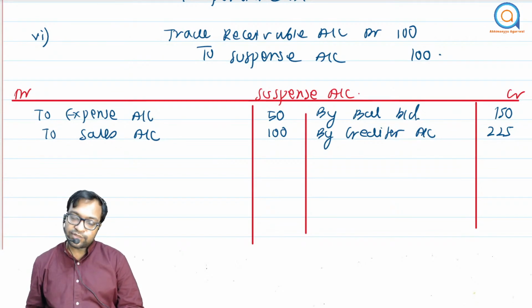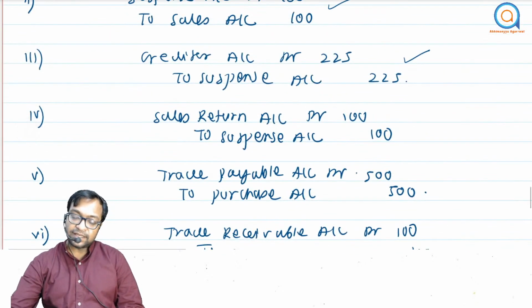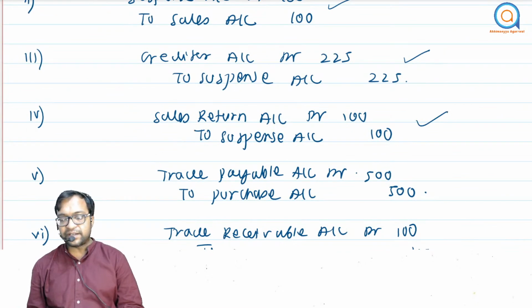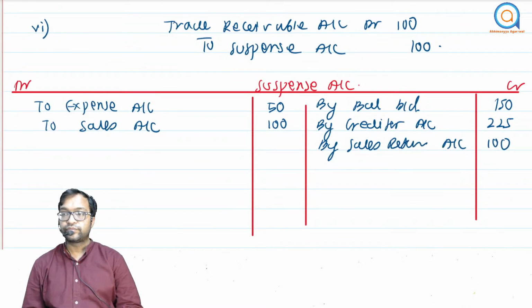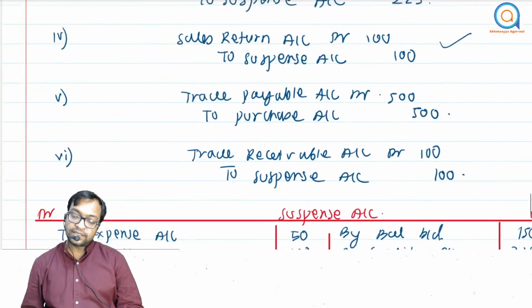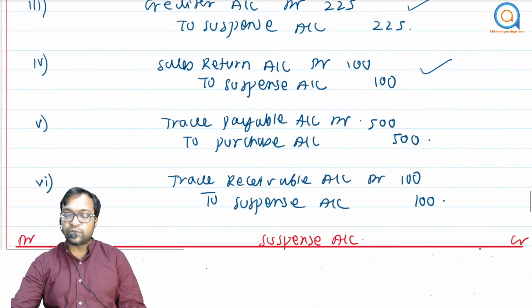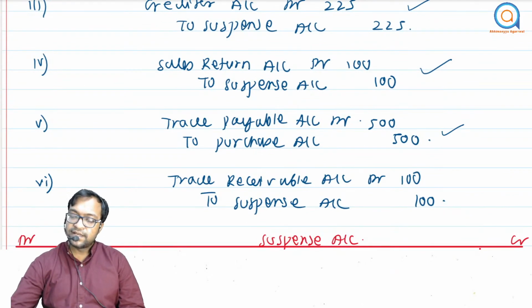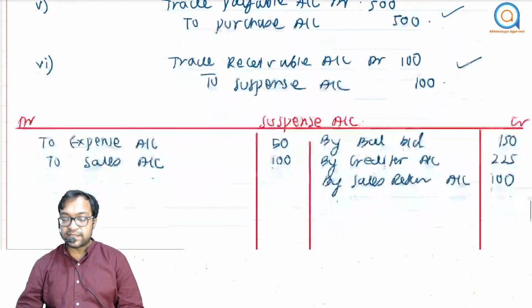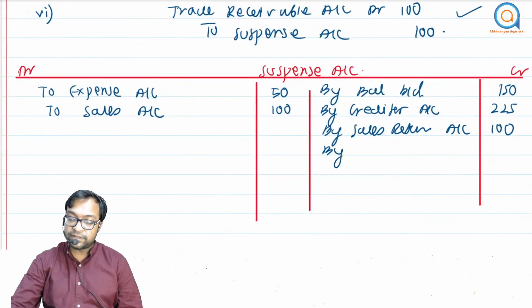Correct. Next one, sales return to suspense. So in suspense, by sales return 100. So write down by sales return 100. Correct. Next, trade payable to purchase. There is no suspense, so no posting is required in suspense. Trade receivable to suspense. In suspense, by trade receivable 100.